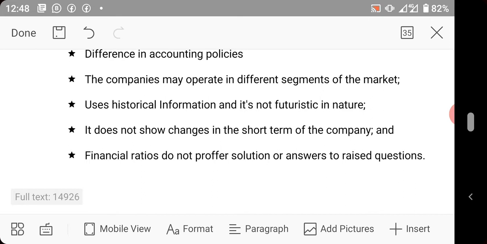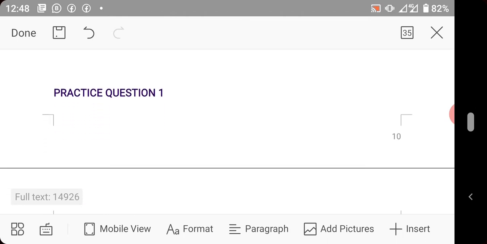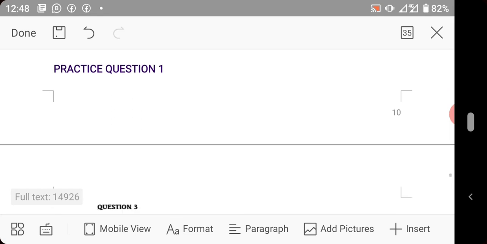Now we have the use of historical information. This information is of the past and cannot help us to predict the future. The past is past, and we are often more concerned about what the future holds. So these are the limitations of analysis and interpretation of financial statements. Now we take a question to buttress our point. Practice question 1.